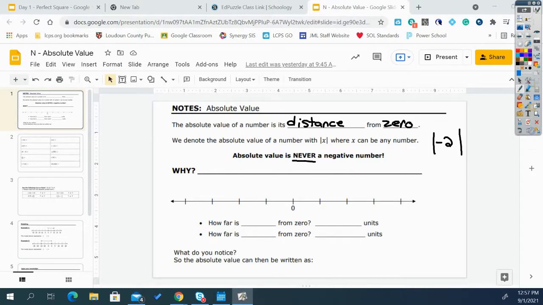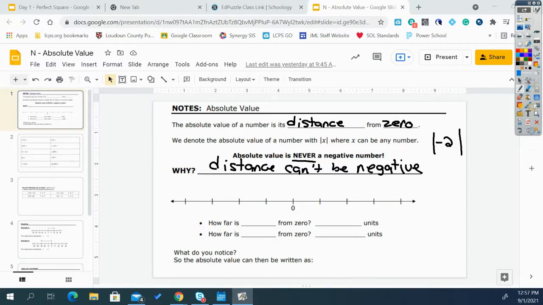Never. Why? Because distance is never negative. Distance can't be negative. You can't walk a negative distance. Even if you walk backwards, you travel a positive distance. And distance can never be negative. So let's look at an example.